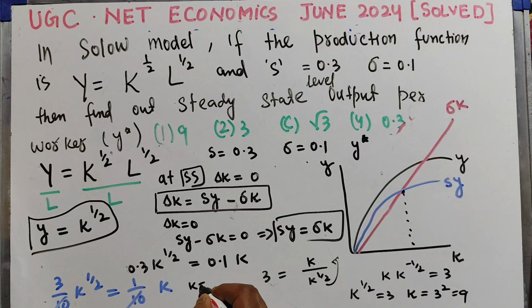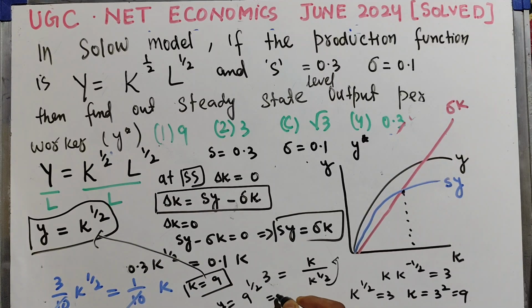So our capital per worker is equal to 9, but we are supposed to find out the output per worker. Simply plug k equal to 9 in this equation, which gives us y equal to 9 raised to the power 1/2, which is equal to 3 squared raised to the power 1/2. So the 2 gets cancelled, and the output per worker will be equal to 3 in this question.